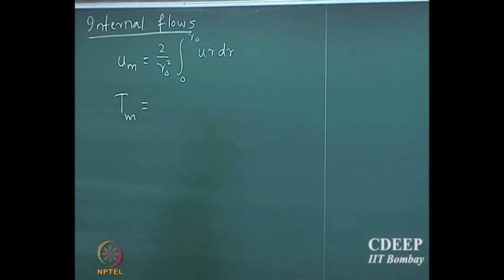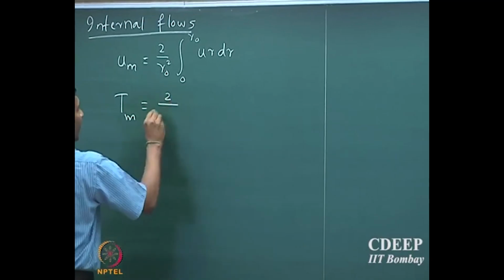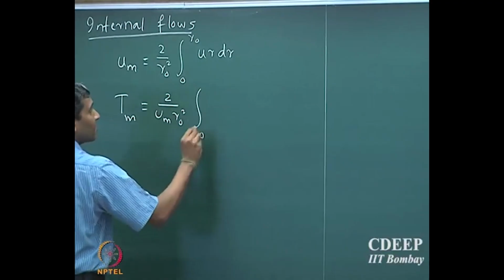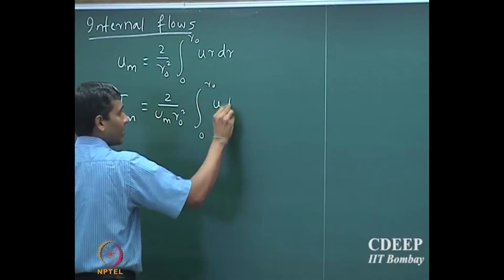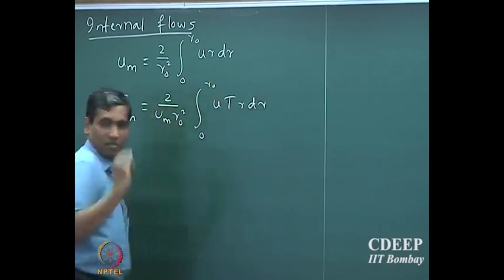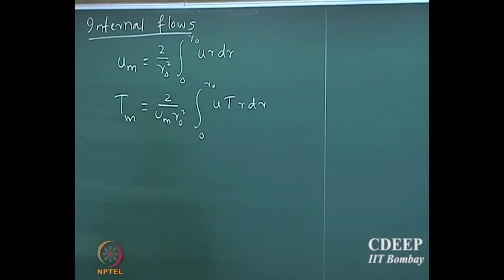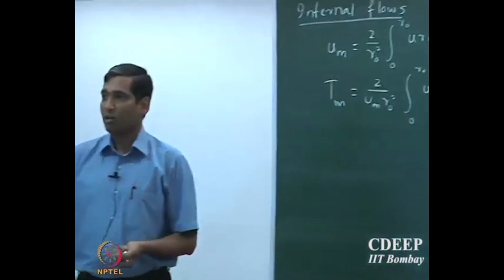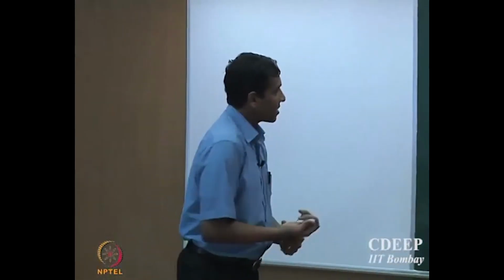2 by r naught square integral 0 to r naught u times t times r dr. Okay. So that's the cup mixing temperature or the cross sectional average temperature, and that's the cup mixing or the cross sectional average velocity. Okay.